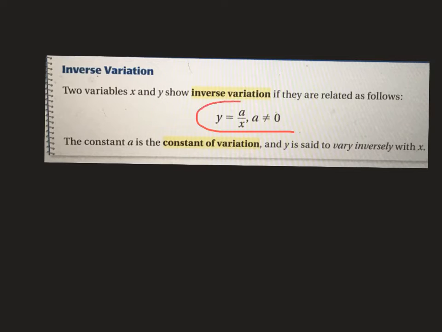All right, inverse variation works like this. If two variables are related in an equation like that, where y equals a over x, remember a is called the constant of variation. If that is true, we say y is said to vary inversely with x, and the a is a constant, which means it's a number that never changes.